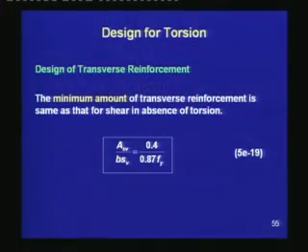The transverse steel should satisfy a minimum requirement. The minimum amount of transverse reinforcement is the same as that for shear and is given by the following equation: ASV divided by B times SV is equal to 0.4 divided by 0.87 Fy. This equation considers a minimum stress in the transverse reinforcement, which is equal to 0.4 Newton per millimeter square. Thus, the minimum amount of transverse reinforcement needs to be provided such that we avoid any diagonal tension failure due to the combined effect of torsion and shear.